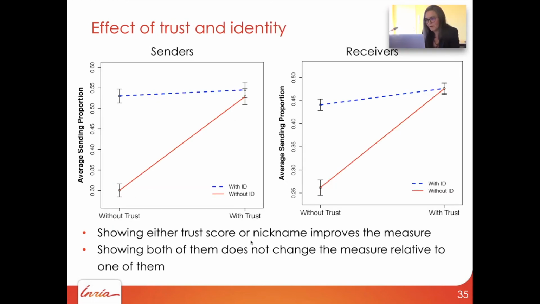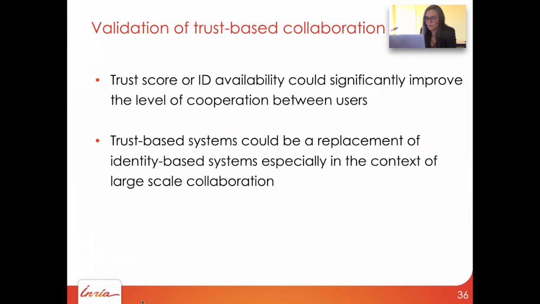What we observed is that showing either the trust score or the identity of the user improves the measure, but showing both of them, the trust score and identity, does not change the measure relative to one of them. What we can say is that trust score or identity availability could significantly improve the level of cooperation between users. Looking at large-scale collaboration, trust-based systems could be a replacement of identity-based systems, especially where we cannot remember the identity of all the other users.